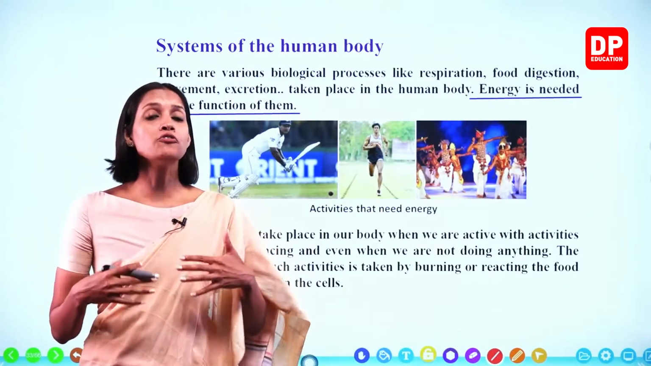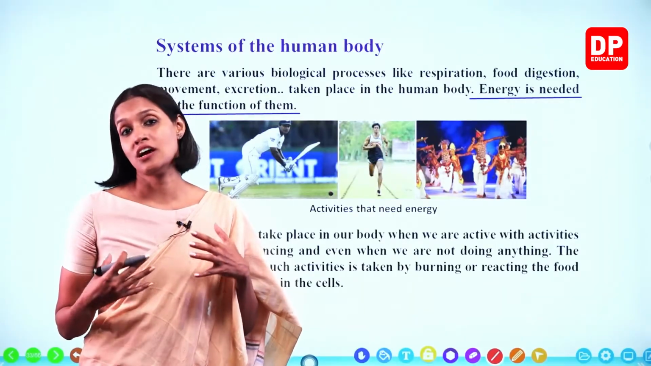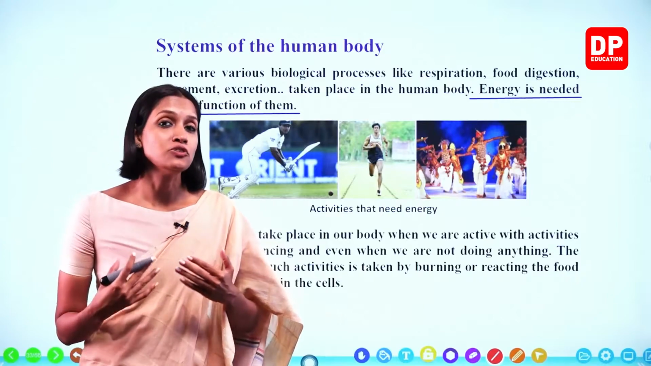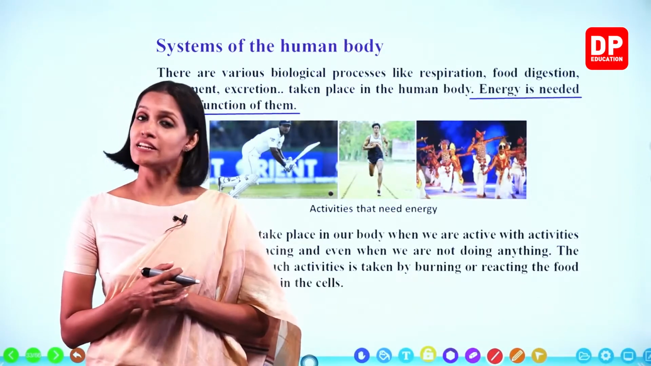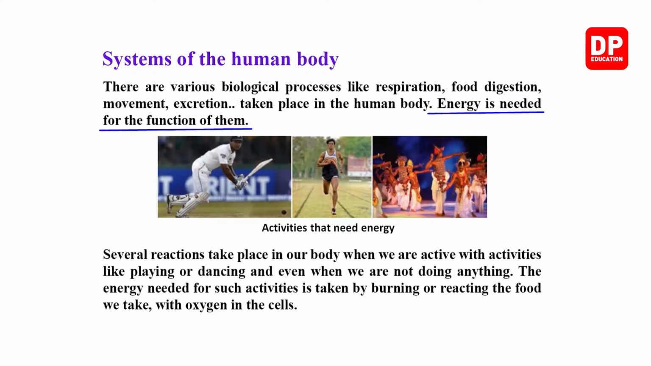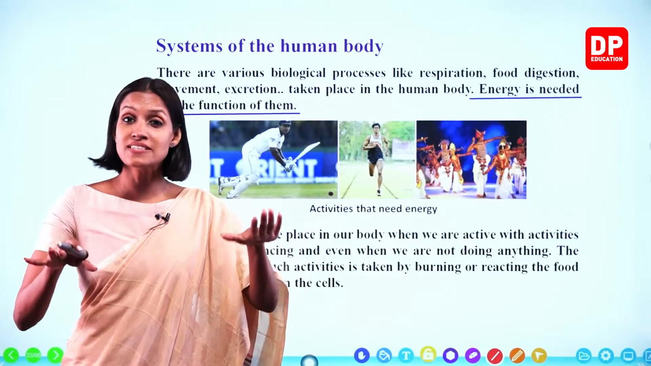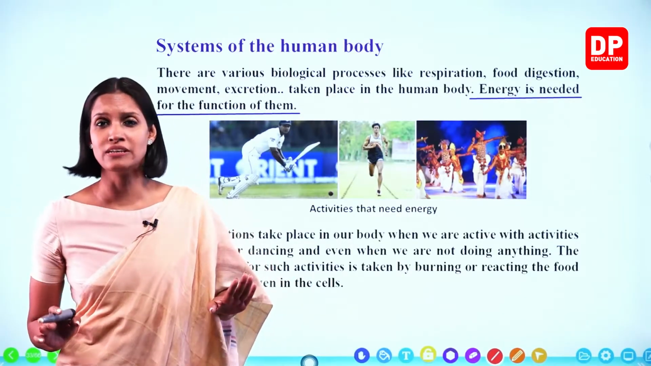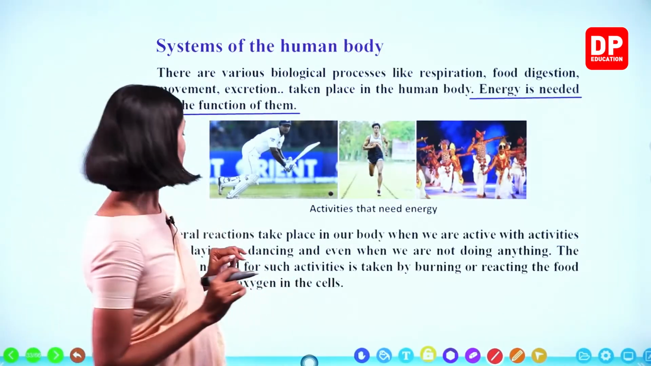Right? So how do we produce energy in our body? In order to produce energy, we need to have two main systems. That is what we are going to learn under this chapter. Several reactions take place in our body when we are active with activities like playing or dancing, and even when we are not doing anything. When we are just sitting and waiting, that also needs energy. Right?